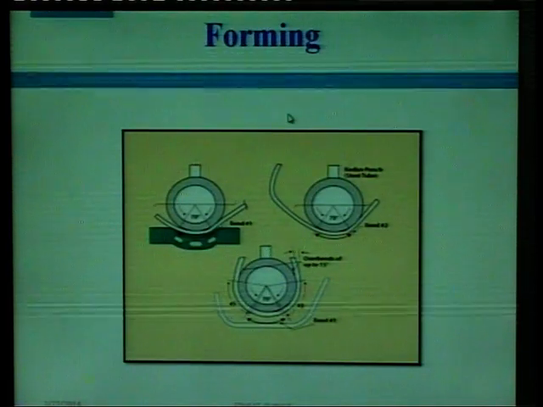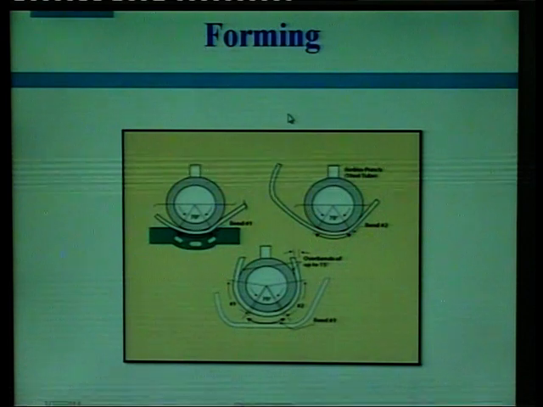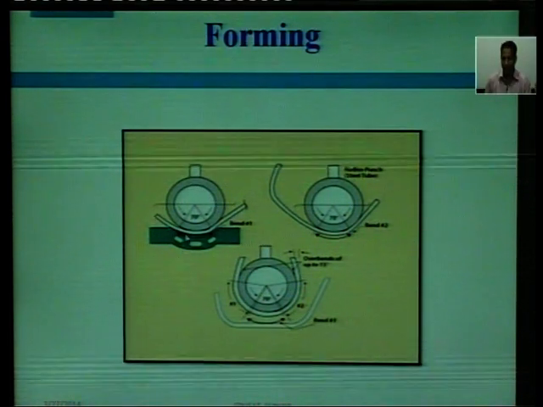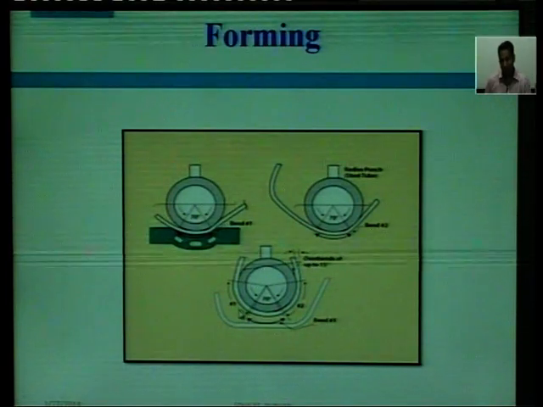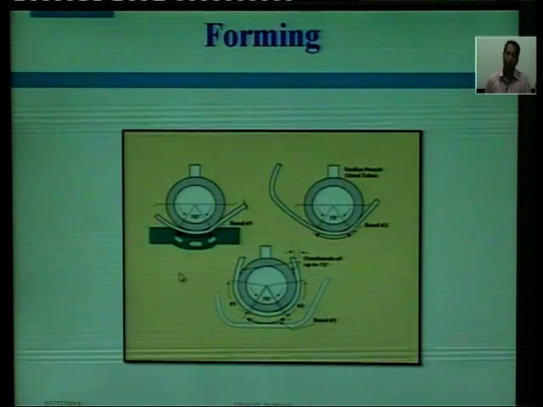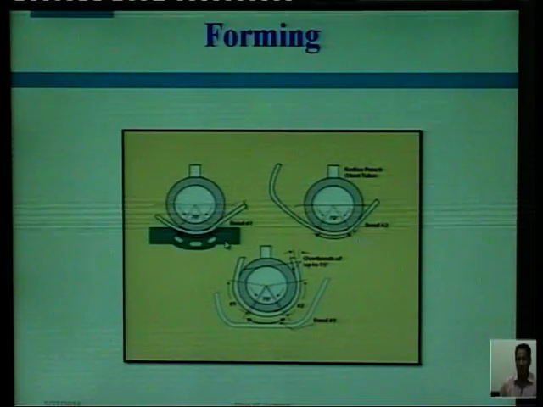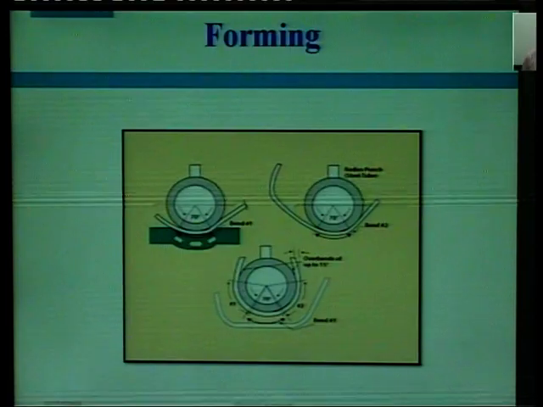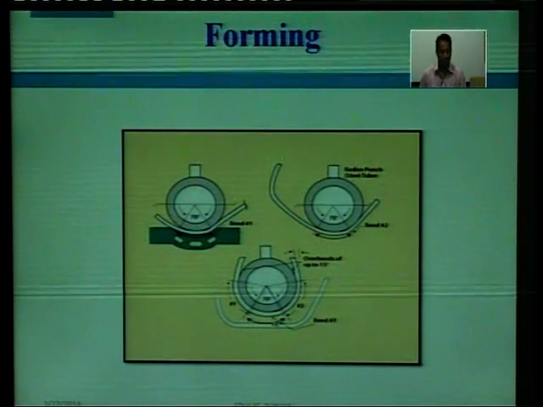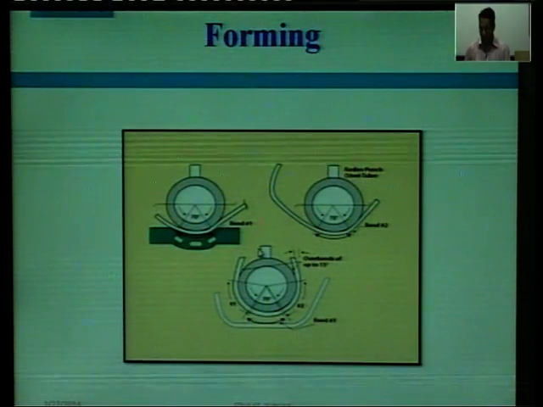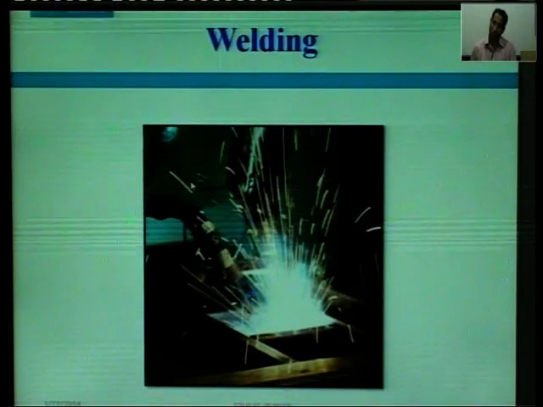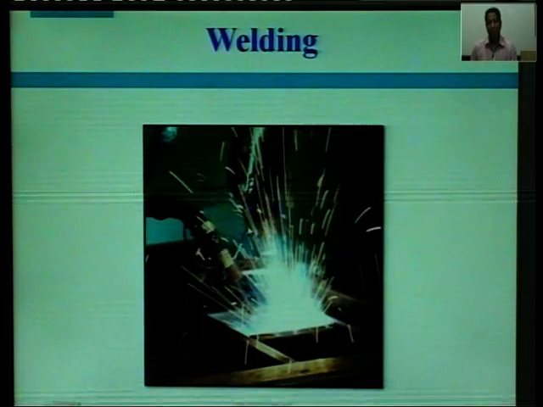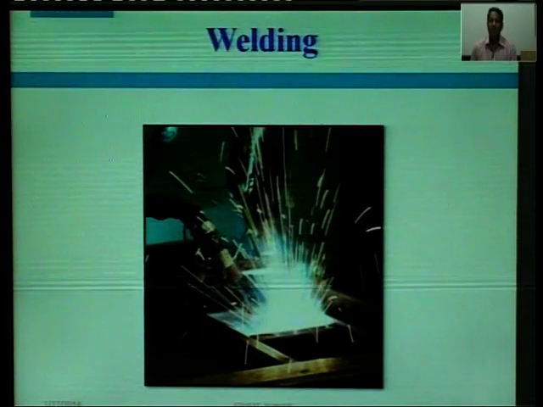Another is forming. Forming is not a machining process, but it is a manufacturing process. So in forming we bend, bending is a forming process, rolling is a forming process. We roll or bend the raw material into some useful work. We convert the raw material into some useful final product. So this process is called forming. And this is welding. We all know what welding is. Welding is a joining process. Joining of two or more metals is a welding process.